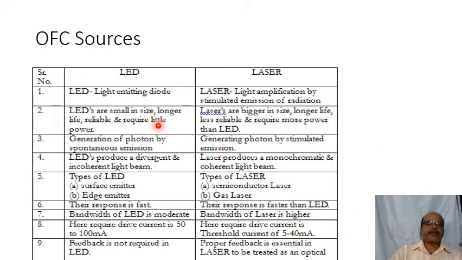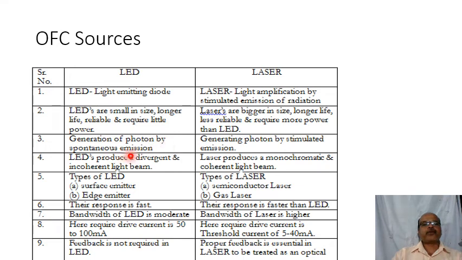So LED and laser. Another difference can be asked in the exam: give the difference between LED and laser. So the long form is light emitting diode. Here it is light amplification by stimulated emission of radiation. LED is small in size. Lasers are larger in size. Longer life; here also longer life is there. So some common terms are also there.